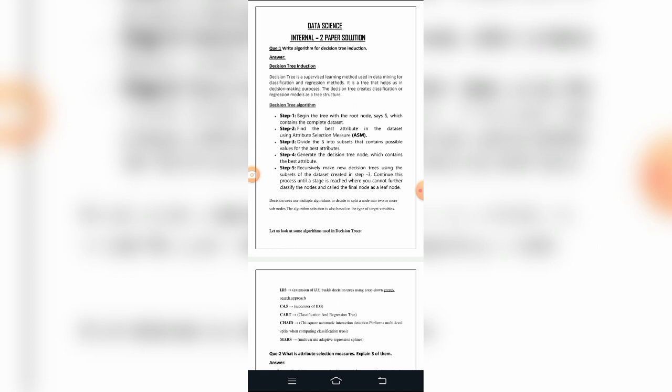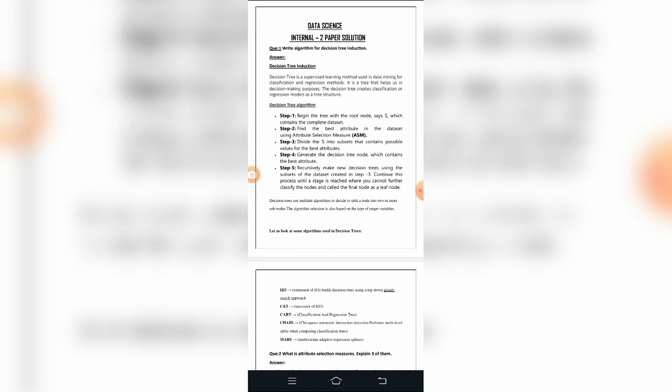In the first internal question we saw, we had 2 values for students, yes and no, just like that. Step 4. Generate the decision tree node which contains the best attribute. Step 5. Recursive make new decision trees using the subset of the dataset created in step 3. Continue this process until a stage is reached where you cannot further classify the nodes and call the final nodes as leaf nodes.